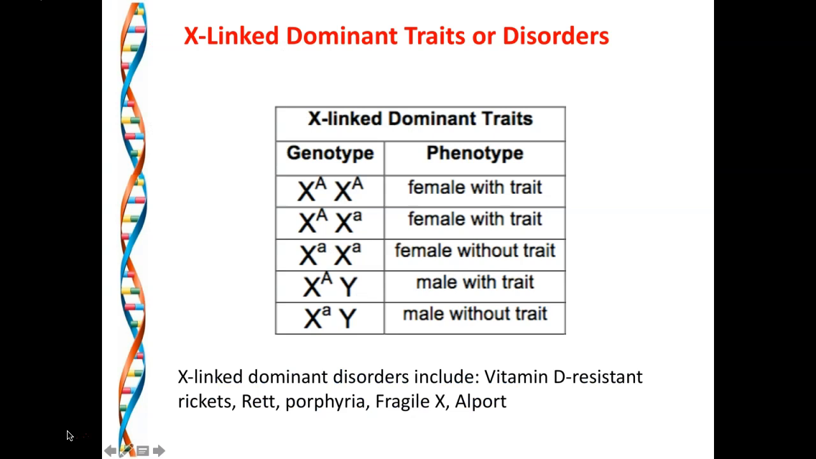So the next big idea that we want to go through is that some genes or some traits or disorders are inherited or caused by a dominant allele on the X chromosome. If that is the case, you need to look at these genotypes and understand the phenotypes that will occur. For females, if you have homozygous dominant or heterozygous, the female will display the trait. And if you have a male with a dominant allele, then obviously they will display the trait.